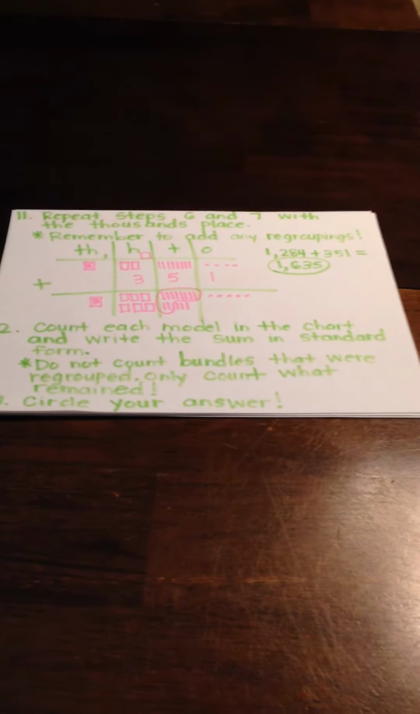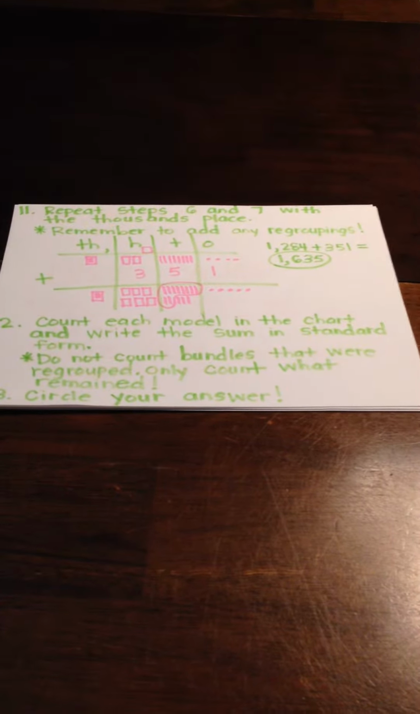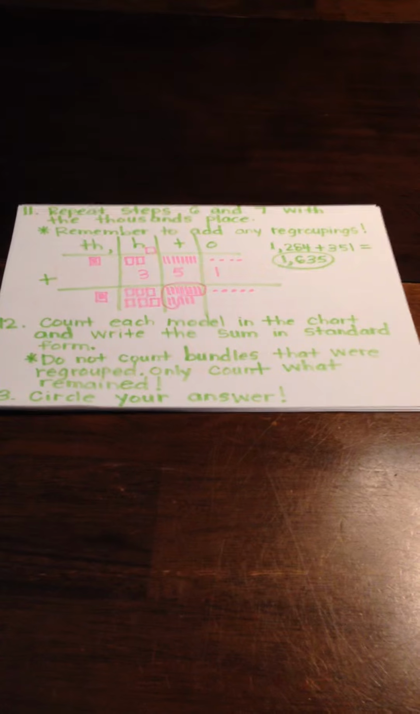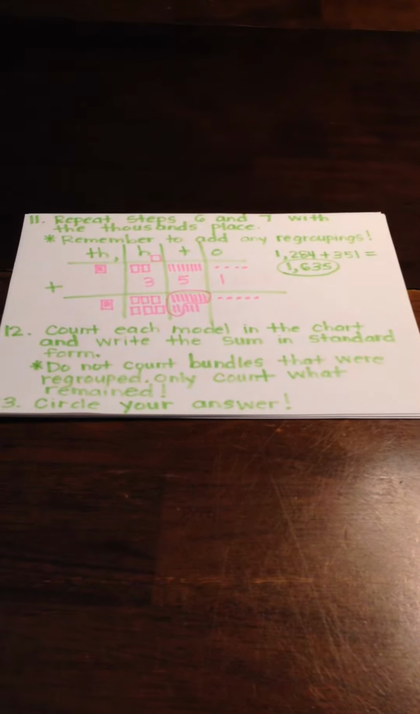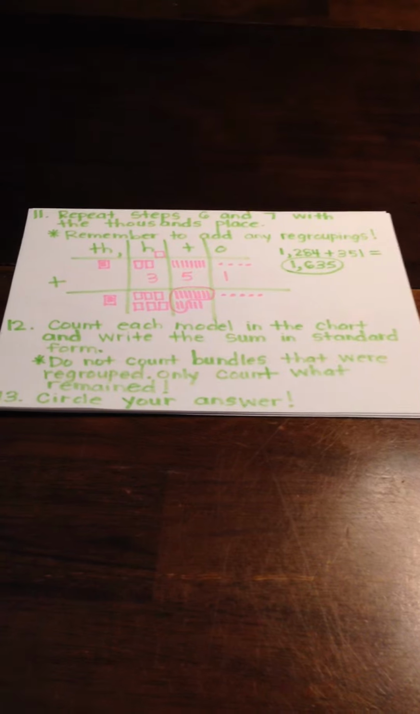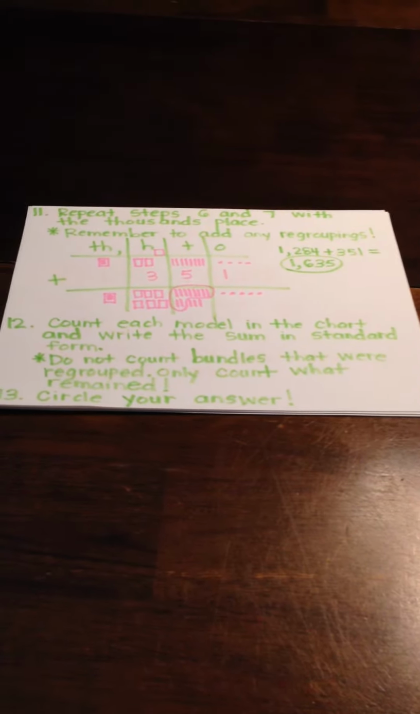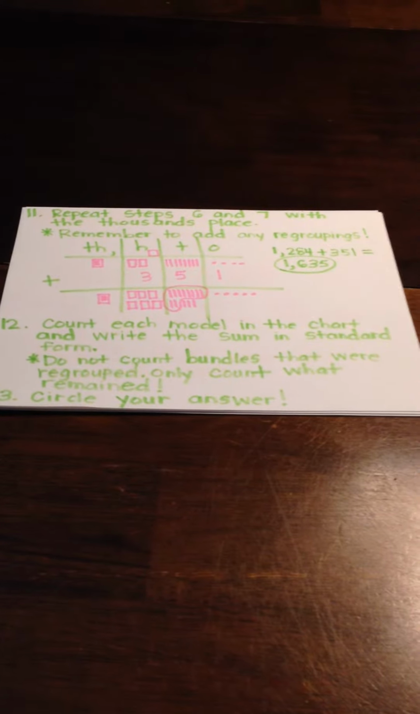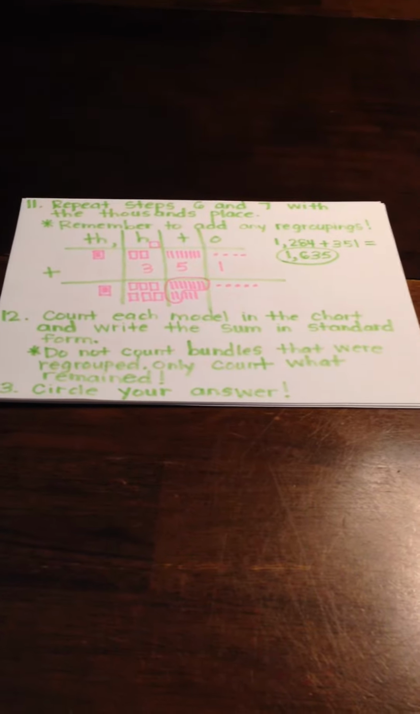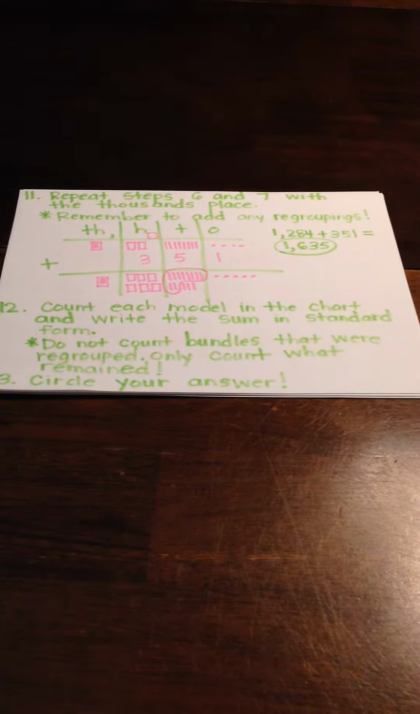Step 11, I'm going to repeat step 6 and 7 with the thousands place. I'm going to make sure to add any regroupings that I had. When I look at the thousands place, I had no regroupings. So I have 1,000 plus no more thousands. So my answer would be 1,000. I draw a square with a square on the inside to represent it.